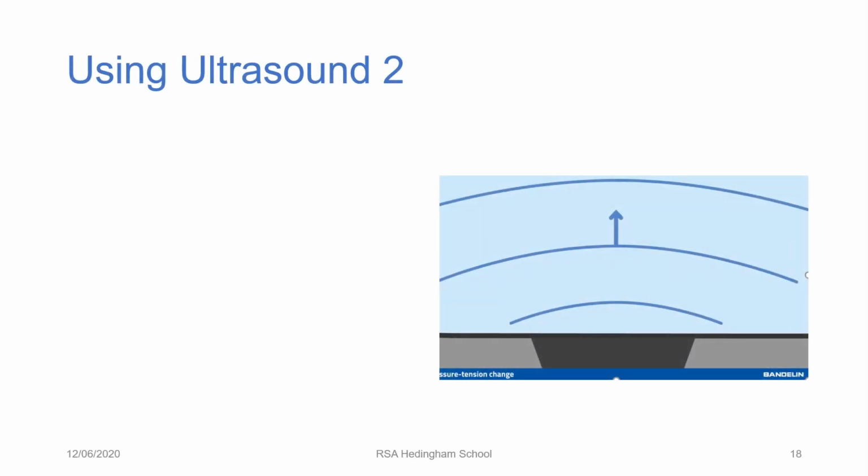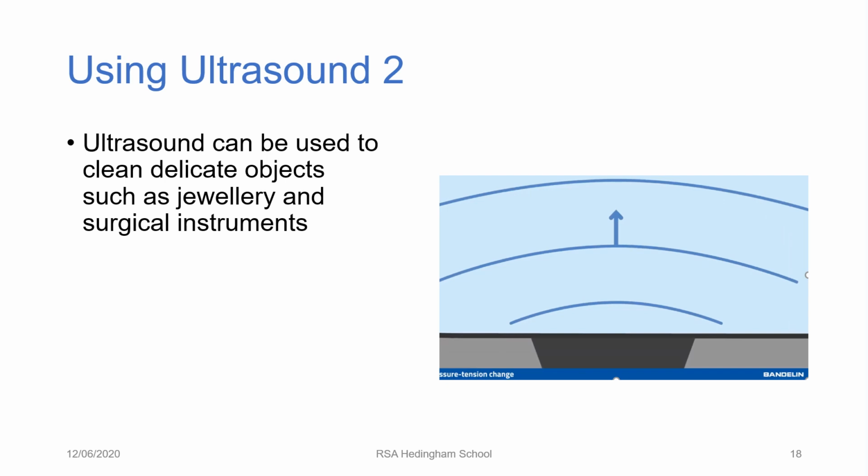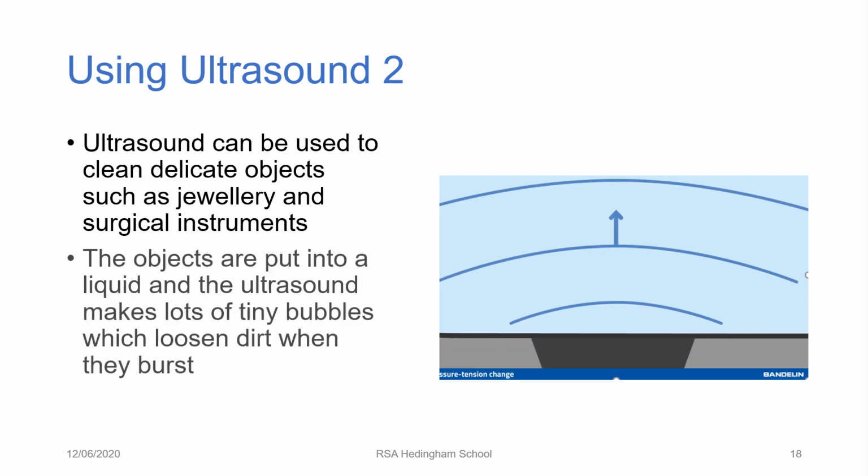Another use of ultrasound is for cleaning delicate objects, such as jewellery or surgical instruments. And these are simply put into a liquid cleaner, and ultrasound is applied, which makes lots of little bubbles which loosen the dirt when they burst. We're going to watch a short video which explains how this happens.